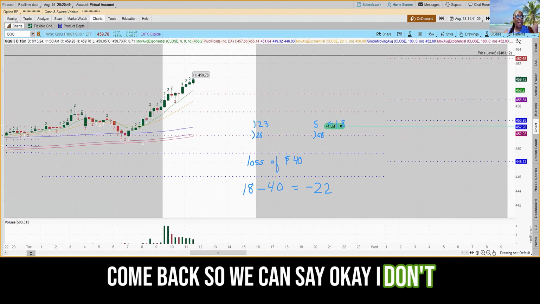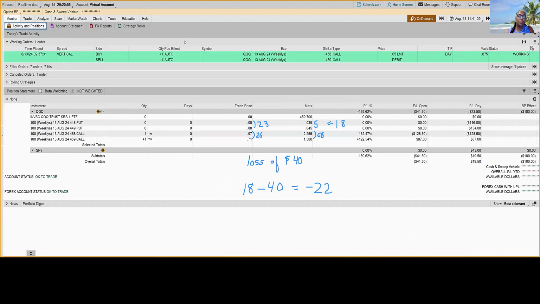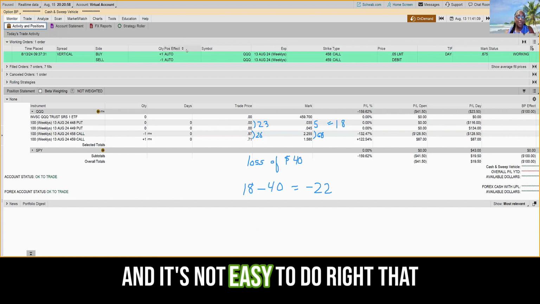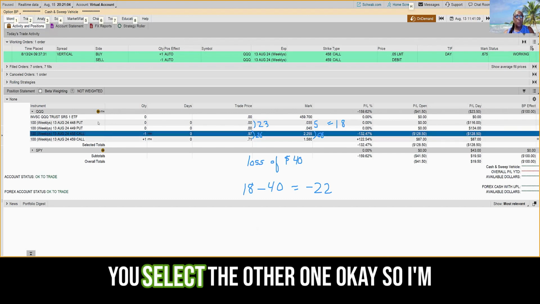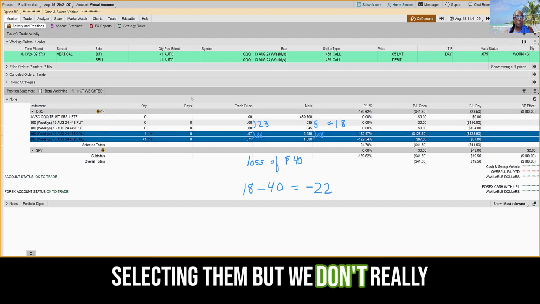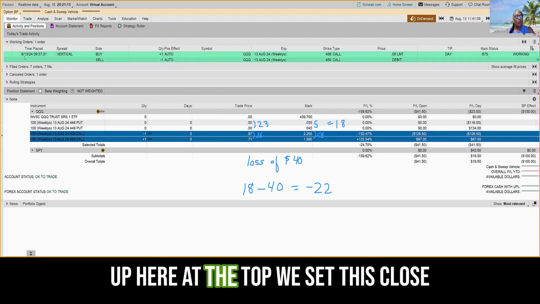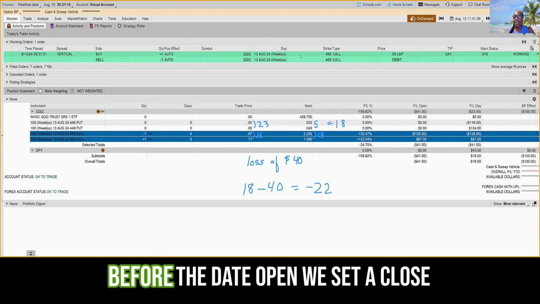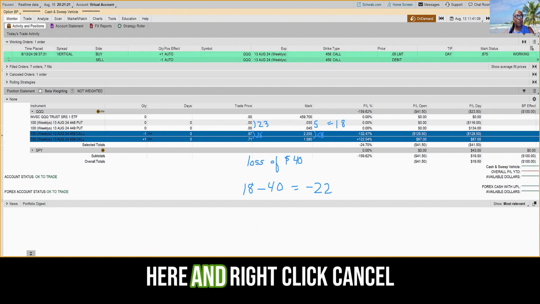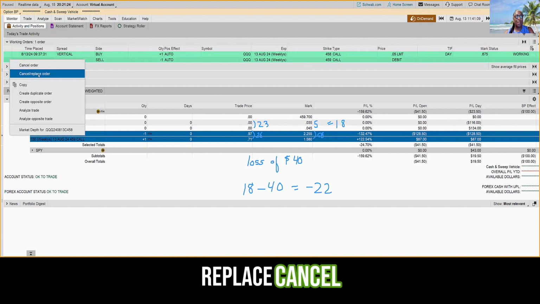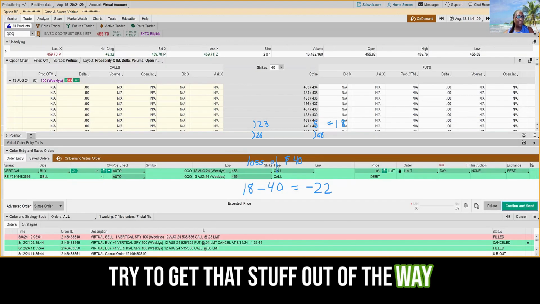So this is a personal decision that you have to make on your own, whether or not to cut bait. And it's not easy to do, right? Not easy. So you select this one, you select the other one. I'm selecting them, but we don't really have to because we already have the close order up here at the top. We set this close order when we first opened the day. Before the day opened, we set a close order for this side and it's not closing. So we really can just go up here and right click, cancel, replace.